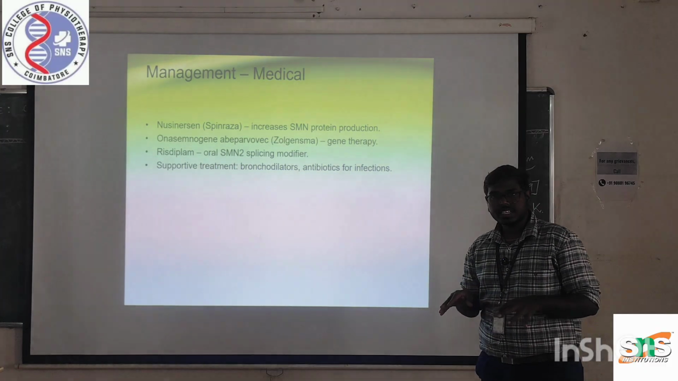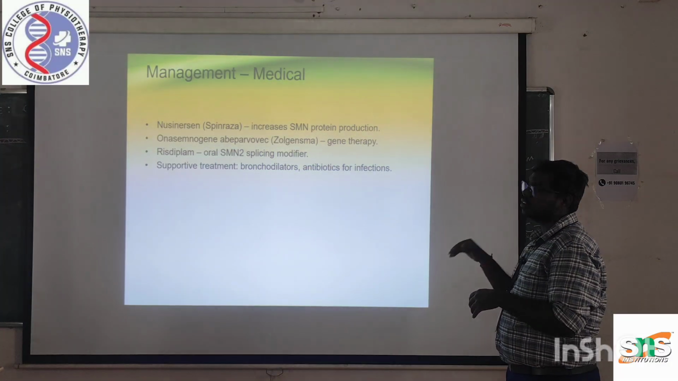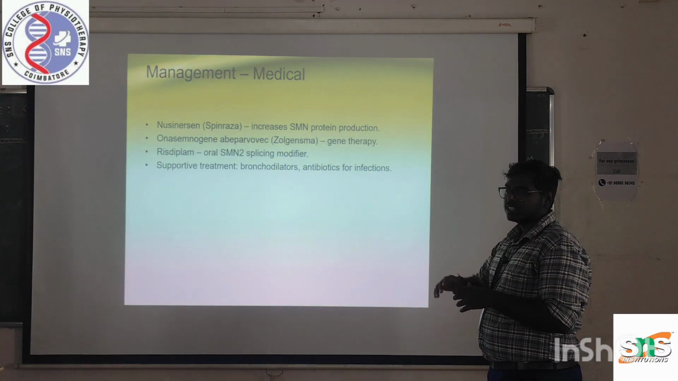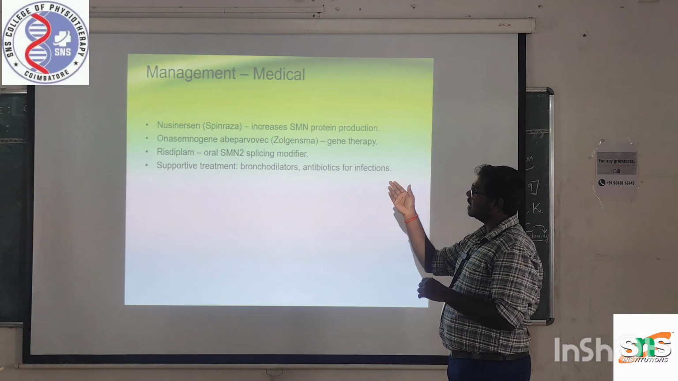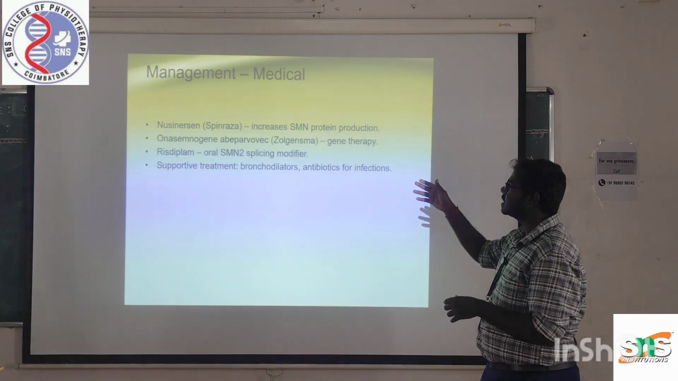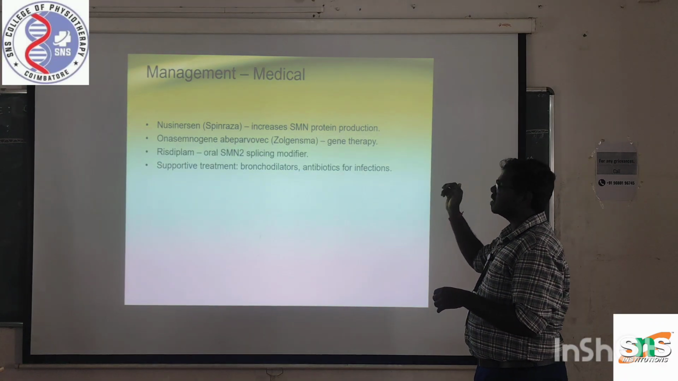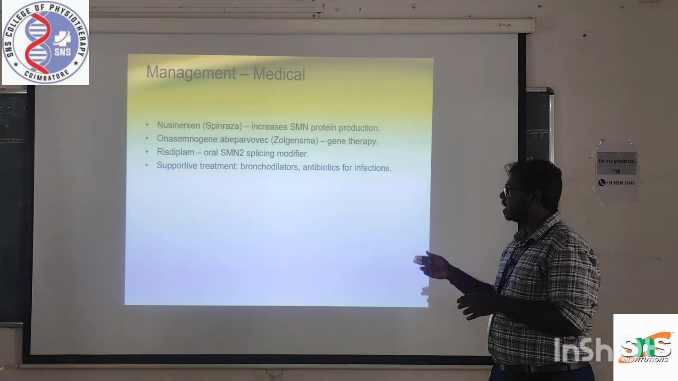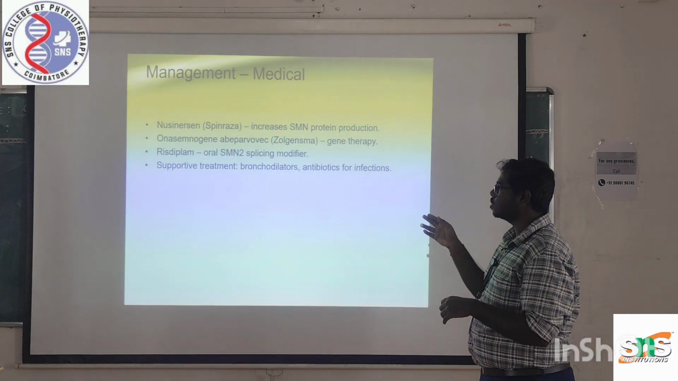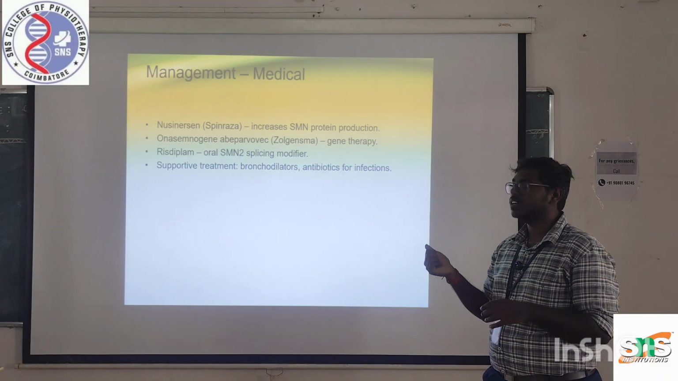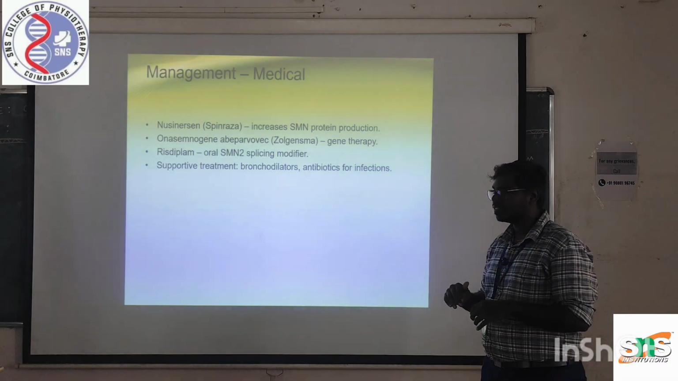There are different kinds of management for the SMA condition. For medical management, some drugs are prescribed. The first one is nusinersen, which mainly helps in increasing SMN protein level in our body. The second one is Zolgensma, which is a gene therapy. The third one is risdiplam, an oral drug used as an SMN splicing modifier. And lastly, supportive treatments such as bronchodilators and antibiotics for infections.